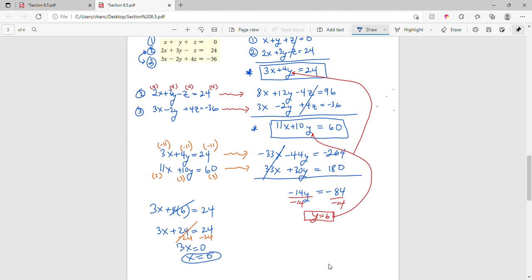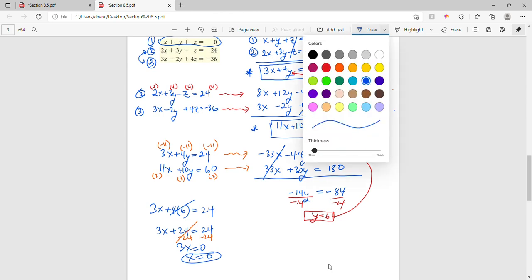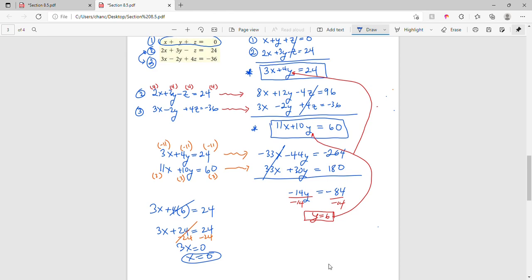And to do that, it looks like I'm going to use the first equation. That's the easiest one to do substitution with to solve for z. So let's plug it in. We have x is 0, y is 6, and this can solve for z. And this is relatively easy. We could subtract 6 from both sides. And so z equals negative 6 is our final coordinate.